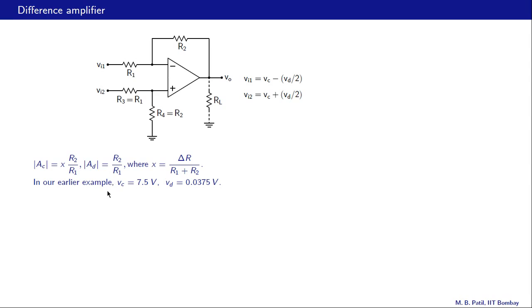We will take the same common mode input voltage and differential mode voltage as the bridge circuit example. So our common mode voltage is 7.5 volts and the differential mode voltage is 0.0375 volts or 37.5 millivolts. So these serve as the input to our circuit, VI1 and VI2, and they are coming from a circuit like the bridge circuit we have seen earlier.